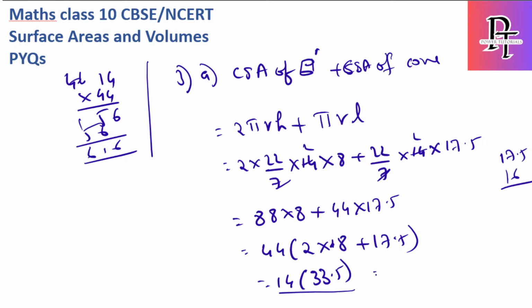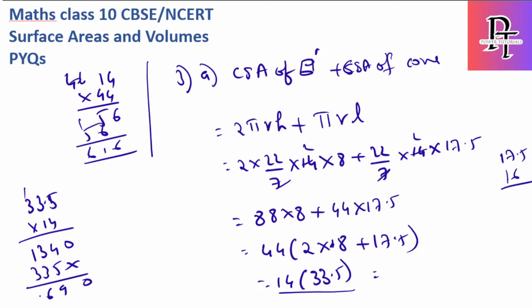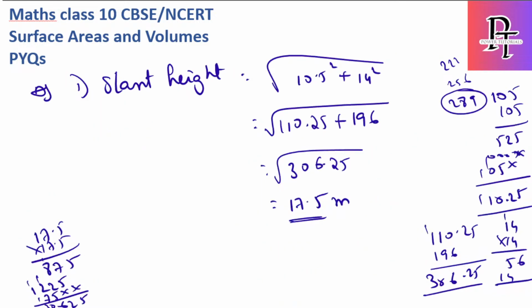So I need to multiply these two to get the final answer. 33.5 into 14. 4 5s are 20, 4 3s are 12, 13, 14, 1 4 3 is 12, 13, 1 5 is 5, 1 3 is 3, it becomes 469.0. So 469 is the total area of the tent, which is in meter square.